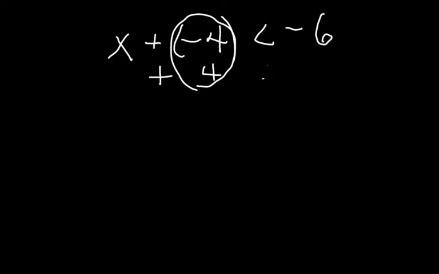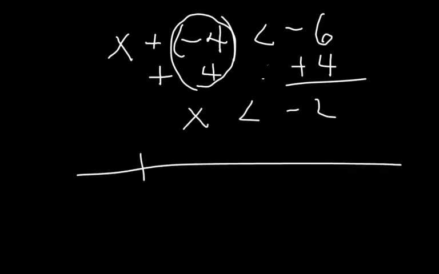So I'm going to add 4 over here, so +4. When I do 6 negatives and 4 positives, the net is 2 negatives. So x is less than -2. I'll put a -2 in here and a 0, and since it's less than, I circle it and go this direction. So that's everything less than -2.